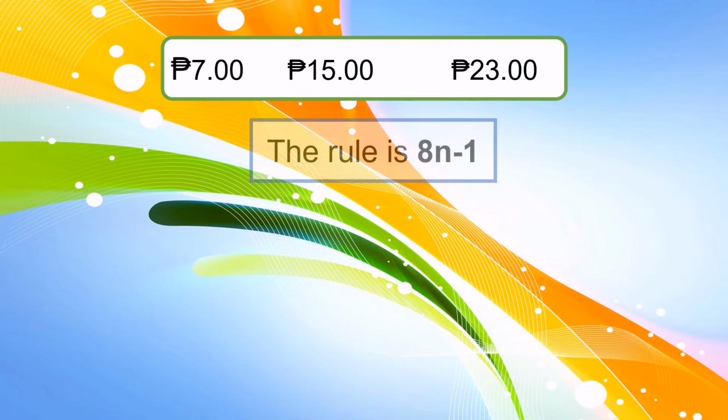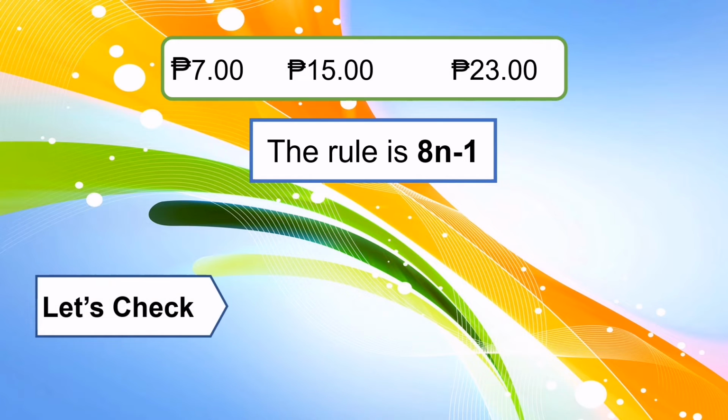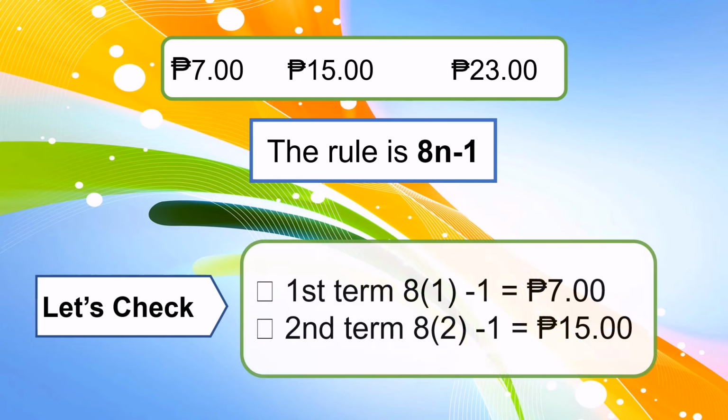This time, let's check if our rule is correct. So this is the sequence, and this is our rule. We will substitute n with the number of the term. So now let's check. For the first term, we replace n by 1, and for the second term, we replace n by 2. So 8 times 1 minus 1 is equal to 7. And 8 times 2, which is 16, minus 1 is equal to 15.